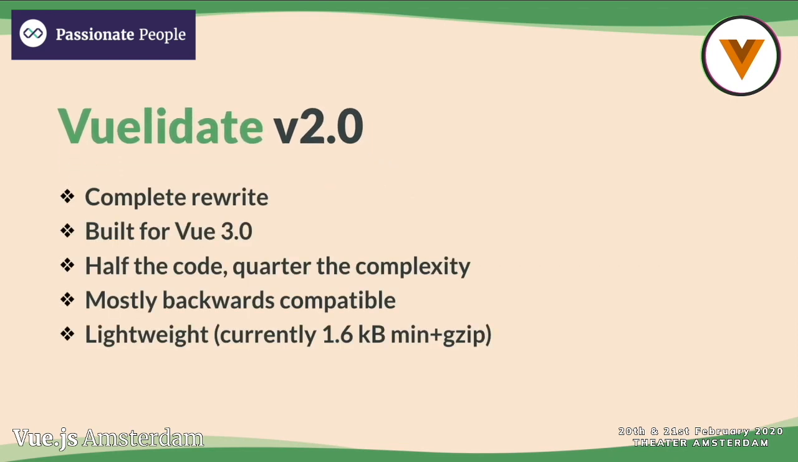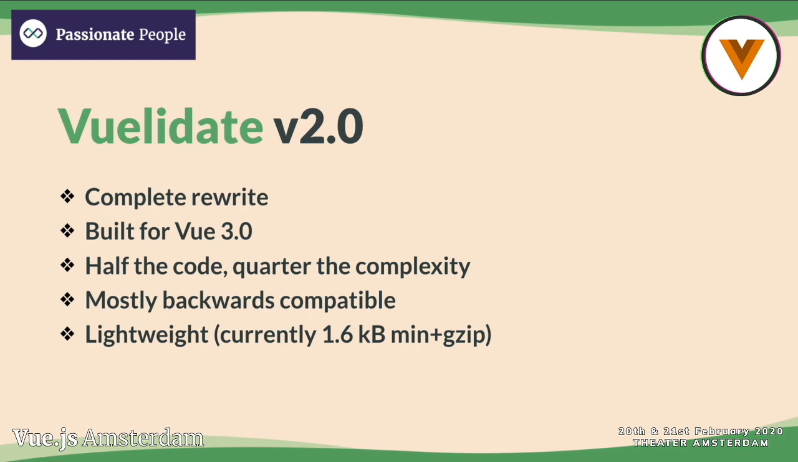So it's a complete rewrite. From scratch, we threw almost everything away except for the validators. It's built for Vue 3, obviously, with the Composition API, so mostly the standalone reactivity API. We were able to cut the code in half and simplify it hugely, whilst still keeping most of the features and adding several new ones, which I will mention in a moment. And it's still super small. Right now, it's 1.6 kilobytes, I mean zipped, so it's super small.